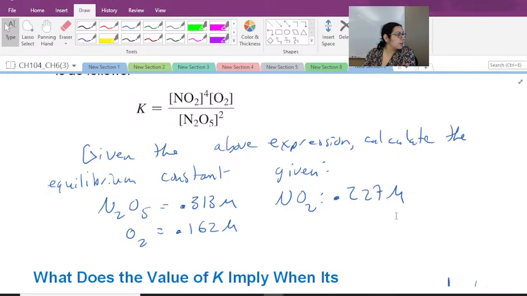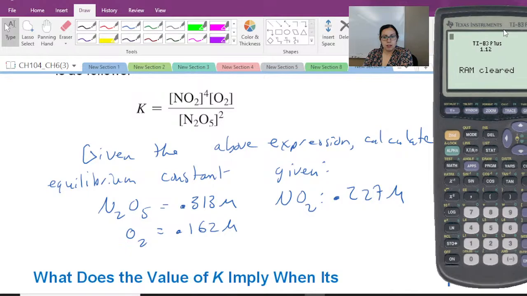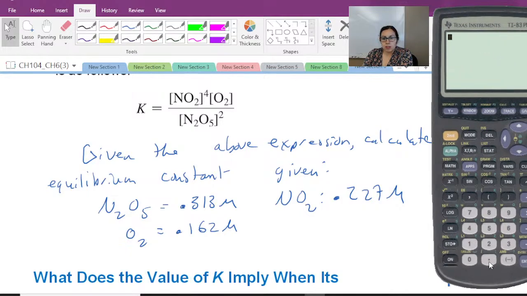So what do we get for our answer? When I shout it out, I can plug it in. So it should have been 0.227 to the power of 4, and make sure you help me out on this math, that I don't plug anything in wrong, times 0.162 divided by 0.313 squared.